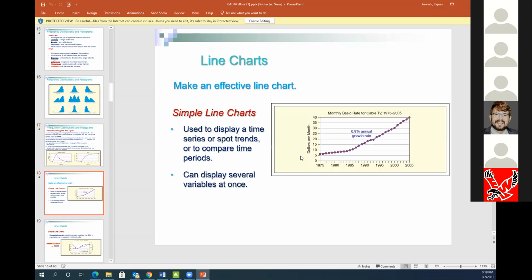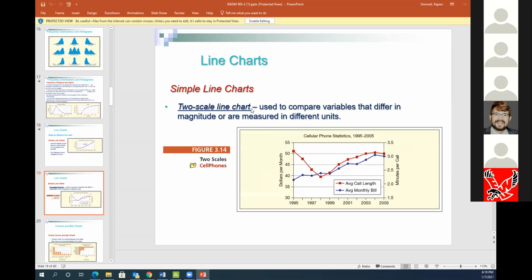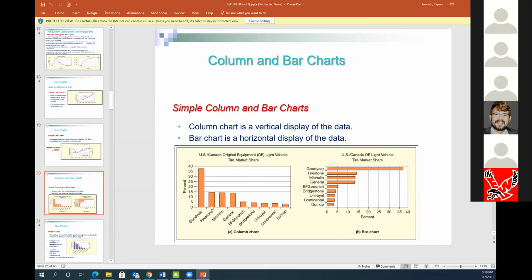And then there is the simple line chart, where you can clearly see the time series and the dollars per month, or whatever unit you are measuring. The line chart is something you can do easily in Minitab, so I'm not going to explain it here.